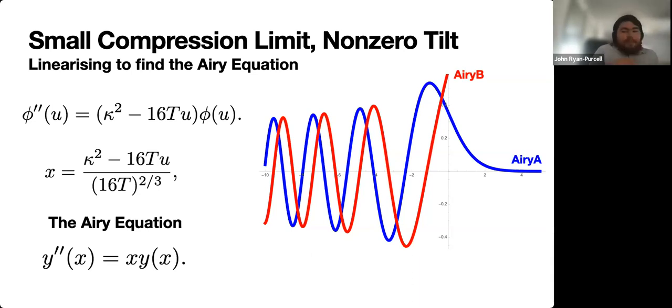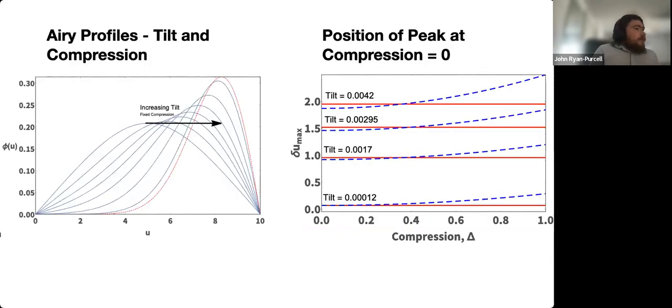And this allows us to build up a nice picture of what the solutions look like as they evolve with tilt. So on the left-hand side, you can see that we start with an initial structure, which could also be described by the Jacobi solutions. And if we fix the value of compression, but increase tilt, the Airy solutions give us a good representation of how these structures evolve as we tilt the system.